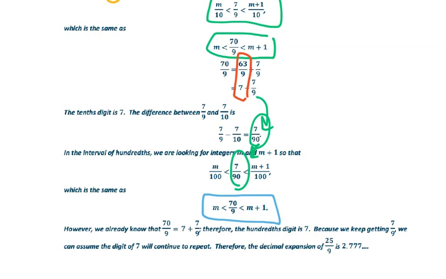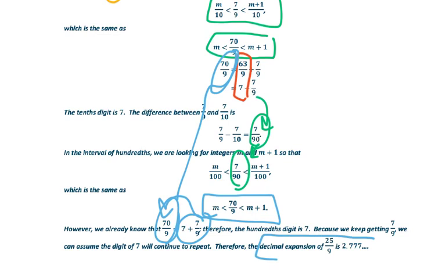So we're back where we were on this particular problem because we have the same thing that we had up above where we had 70/9. We've done this already. So for this particular problem, it looks like the 7 is going to continue to repeat as a digit, and so that will let us say the decimal expansion of 25/9 is 2.777, repeating forever.